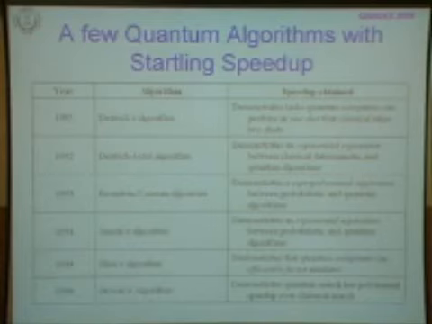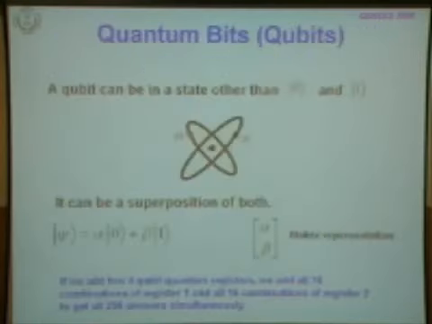94 came Shor's algorithm, which we'll see later. It demonstrates that quantum computers can efficiently factor numbers. Factoring is such a great problem because all our cyber security is based on factorizing large numbers. Then 1996, Grover's algorithm, which demonstrates quantum search has polynomial speedup over classical search.